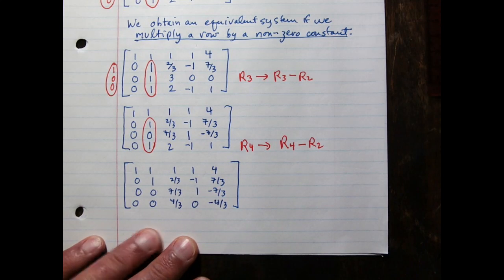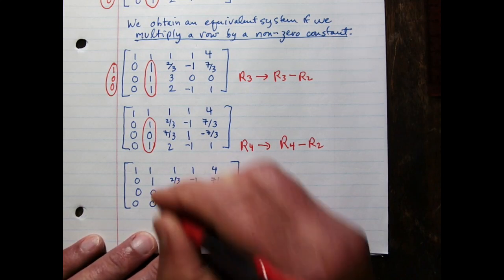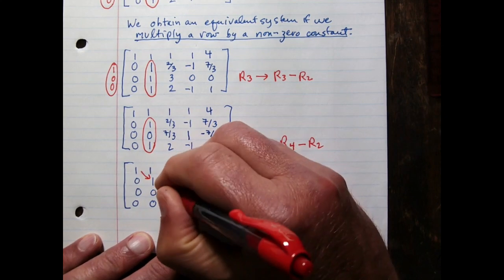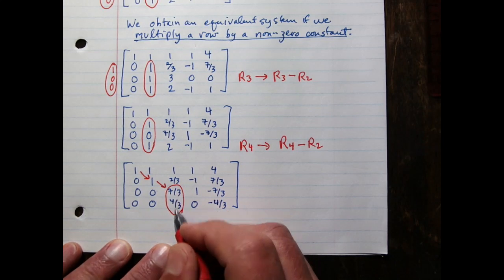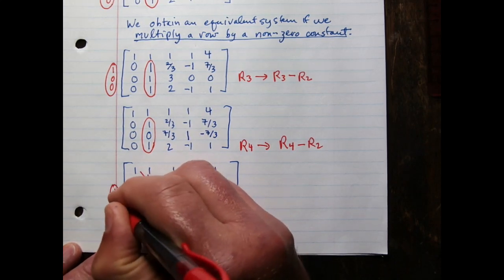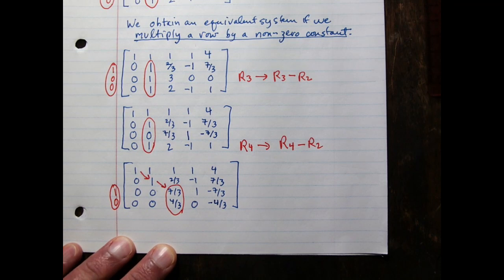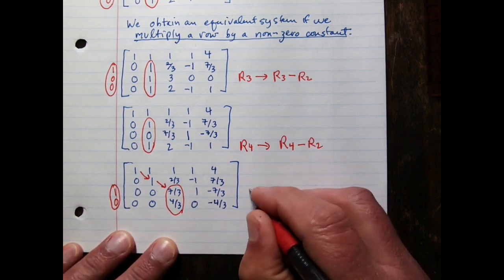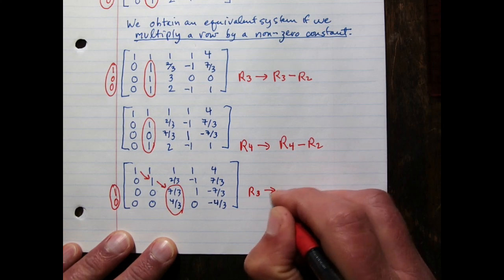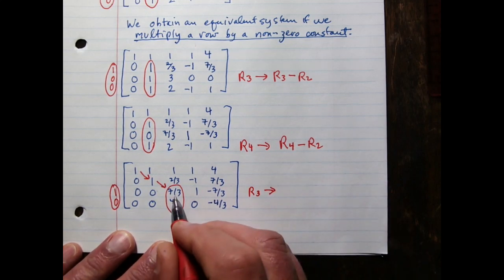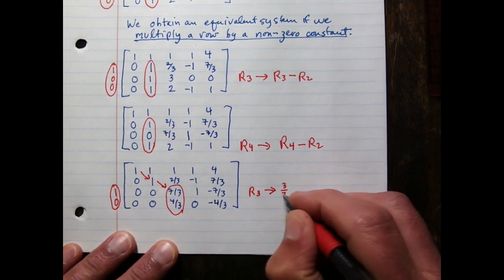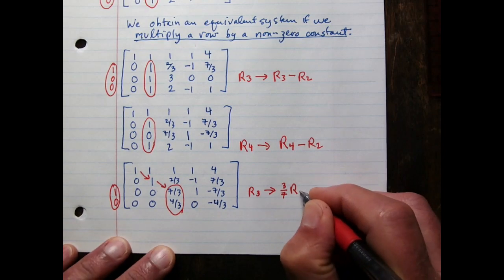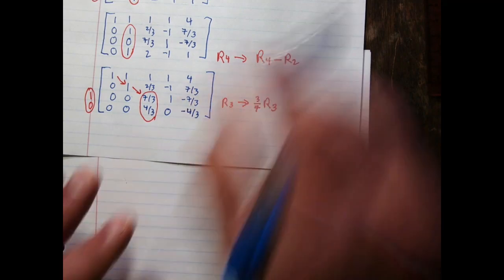Okay. Next step, I'm coming down diagonally. Next, I'm just going to work on this position and the position below. I want a 1 and a 0. That's what I want. So I don't want that 7/3 there. I want to replace row 3. I want to change it in a way where I get a 1. So I'm going to multiply by the reciprocal. I'm going to multiply row 3 by 3/7 row 3. And I'll recopy this on our next page.